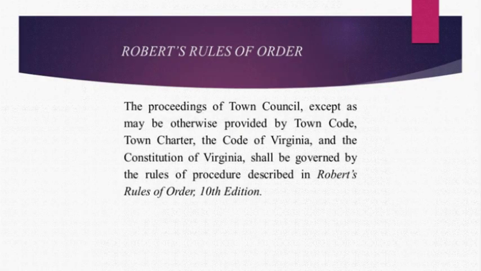Robert's Rules of Order are your actual governing rules, besides the town code, town charter, code of Virginia, and constitution of Virginia.